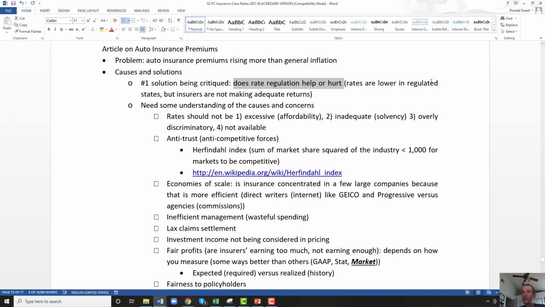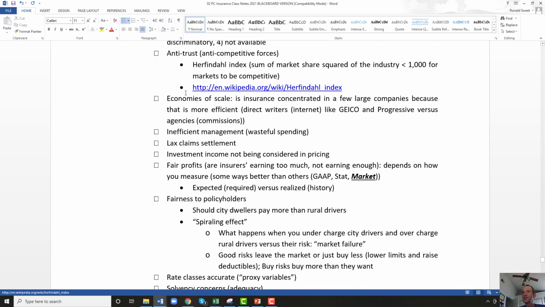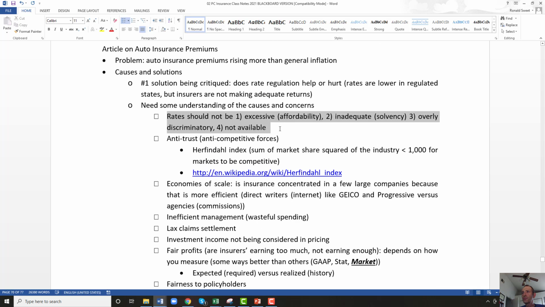Rates are lower in regulated states, but in those states, insurers are probably not making adequate returns. So what does it cause? It causes market disruption. It causes companies to cut back on services. So where could this come from? Well, remember, this is so important when we get to regulation. Just to bring back a memory, we saw this when we were talking about using credit scores for insurance pricing. We saw it in this article.